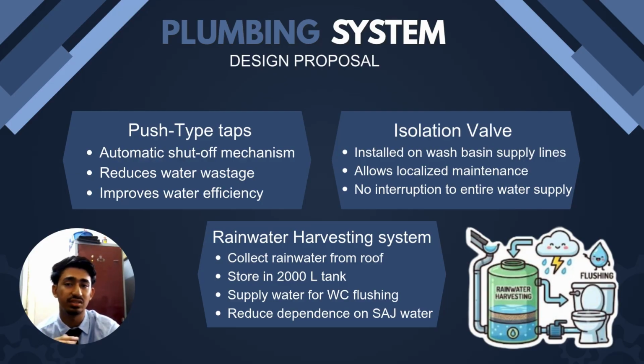And next is the isolation valve. So for this part, it was proposed to install on the wash basin supply line. This is because this valve allows a specific section of a plumbing system to be isolated during maintenance, and when there is repair work, we do not need to disturb other water supply on the flow line.